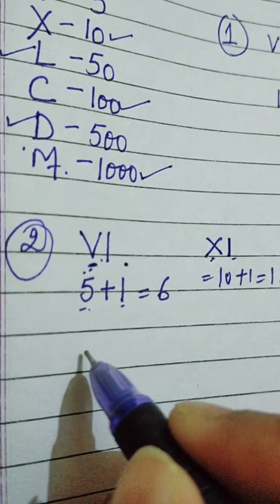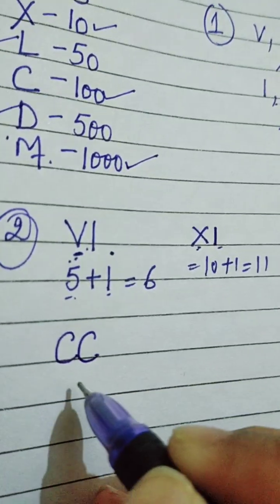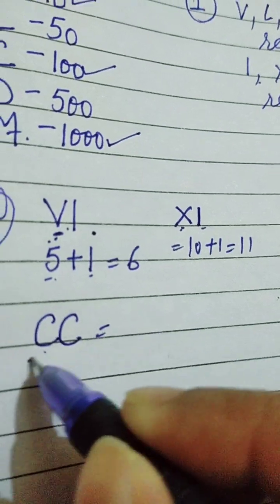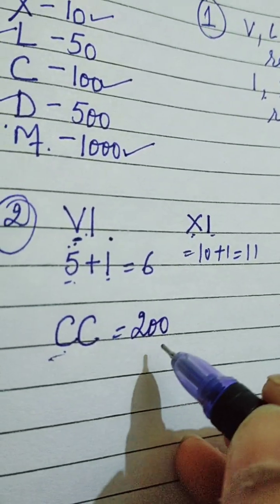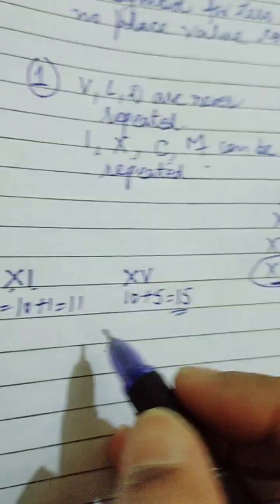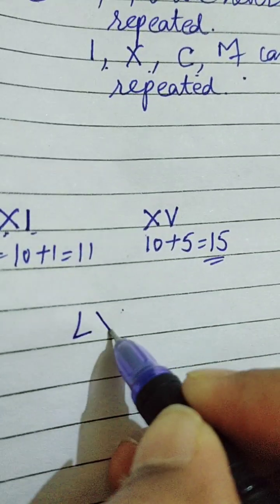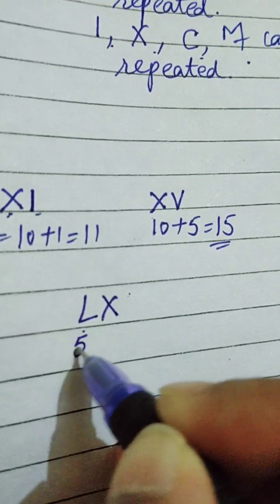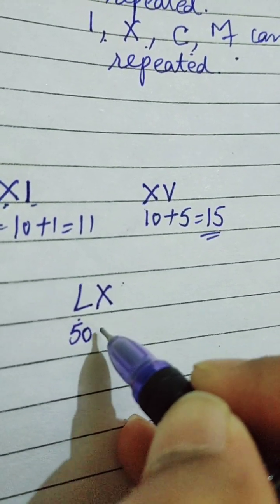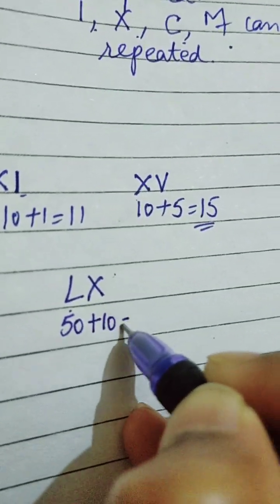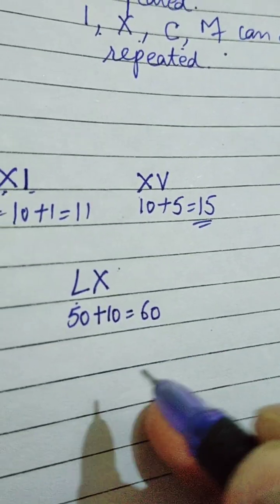Yes, if I am writing C and C, it is repeated 2 times, it means this is 200. If I am writing LX, L means 50 and X is on the right hand side of L, so these both will be added. 50 plus 10, 60.